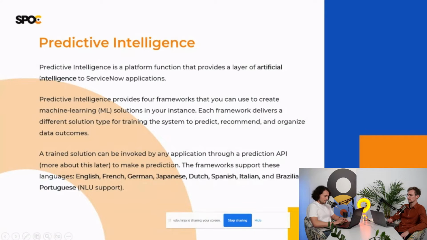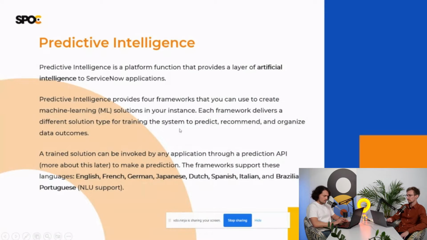Predictive intelligence: the goal of our presentation is to show what predictive intelligence is, how to use it, and how we configured it to forecast the future amount of incidents. But predictive intelligence is not only for forecasting incidents, it's 4 different types of artificial intelligence solutions that you can use right out of the box on your instance.